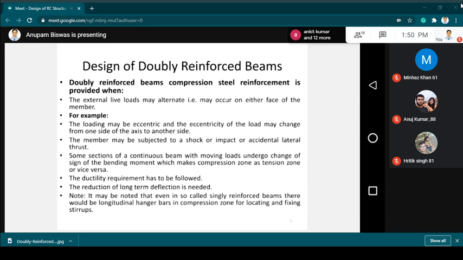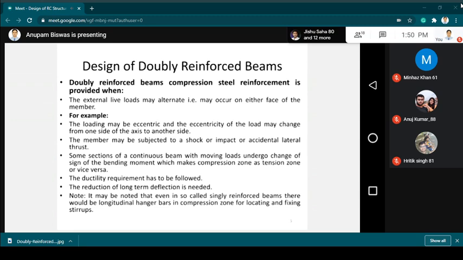But this compression zone reinforcement should not be confused with the longitudinal hanger bars, which are applied in the compression zone for holding your stirrups, or anchor bars that we have discussed in the previous class.